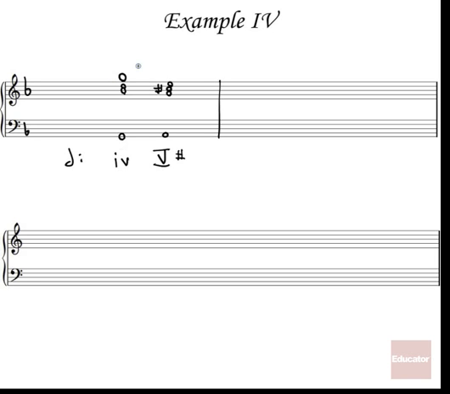And let's look at this same progression again and find an error in it. So what if we are presented with this?